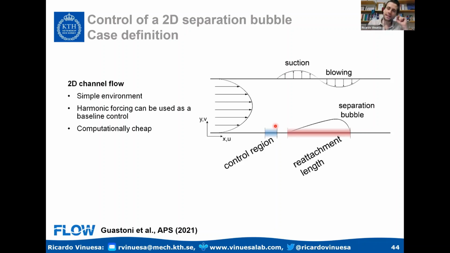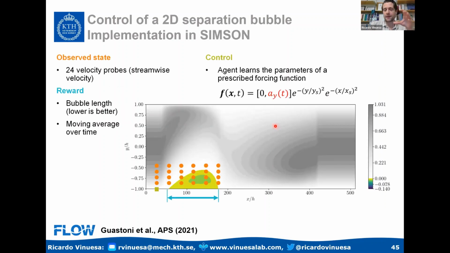What we want to do is see if reinforcement learning can come up with a more sophisticated and more nuanced control strategy. And the setup looks like this. This is my flow. The colored region is the negative velocity, so that's the bubble. These orange spots are the probes, which are the locations where I'm measuring my flow. And this square here is the place where I apply my actuation. My actuation is modeled by a volume force, which mimics blowing and suction at the wall. And my reward is this arrow, which I want to shorten. The reward will be to minimize the length of the separation bubble.